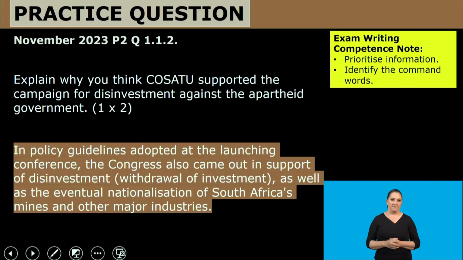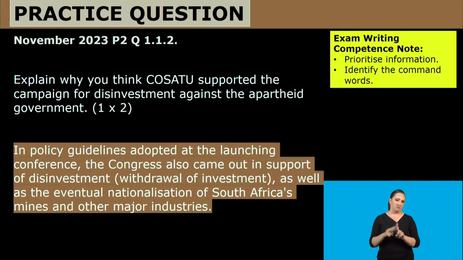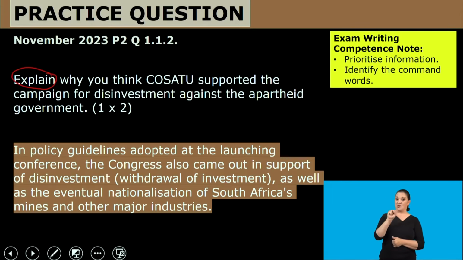Let's look at another example of how to apply your skills. Explain why you think COSATU supported the campaign for disinvestment against the apartheid government. Now, the source reads, in policy guidelines adopted at the launching conference, the Congress also came out in support of disinvestment or withdrawal of investment, so that helps you understand the term disinvestment, as well as the eventual nationalization of South Africa's mines and other major industries. Okay, so you have to explain why you think COSATU supported that campaign.